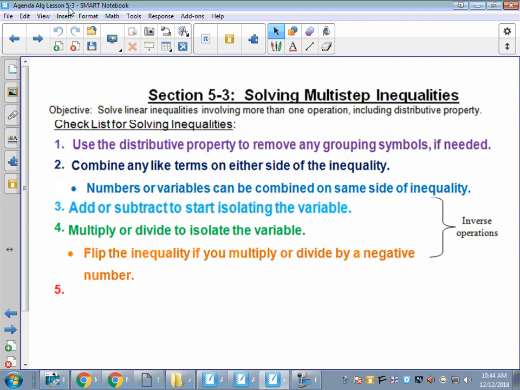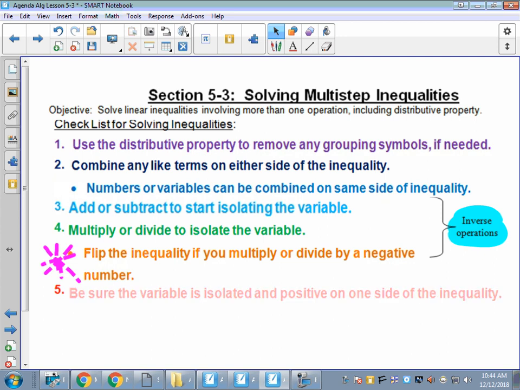And again, I can't say it enough, these are just inverse operations. It's just what we've been doing with solving equations. You're just doing the opposite. Okay? And the other thing we want to make sure of, let's star this part here, is that we flip the inequality if you multiply or divide by a negative number. That's important. So everything is the same as equations. Just remember that we have to flip the inequality symbol if you multiply or divide by a negative.